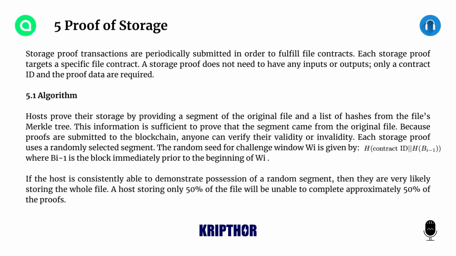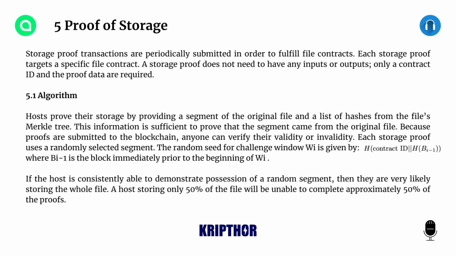5.1 Algorithm. Hosts prove their storage by providing a segment of the original file and a list of hashes from the file's Merkle tree. This information is sufficient to prove that the segment came from the original file. Because proofs are submitted to the blockchain, anyone can verify their validity or invalidity. Each storage proof uses a randomly selected segment.